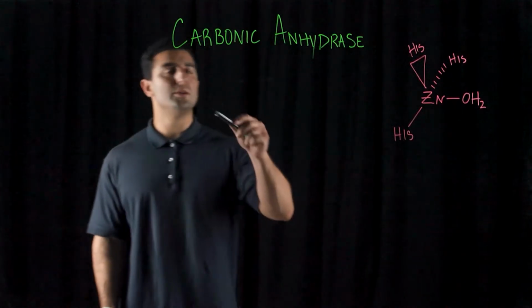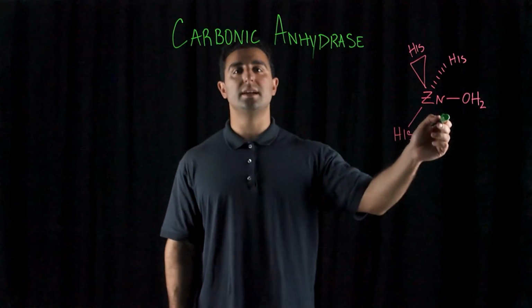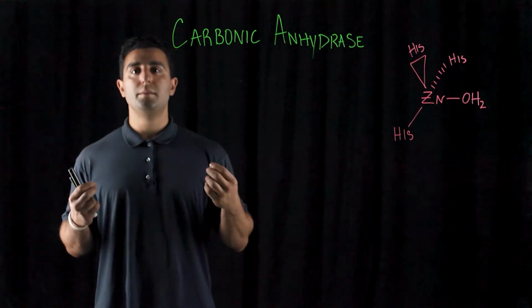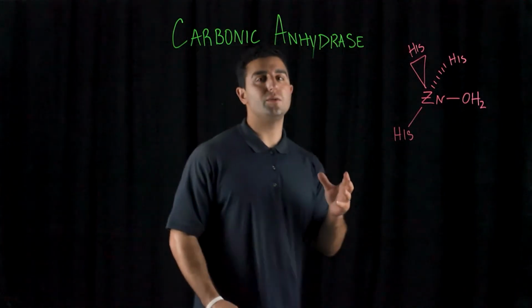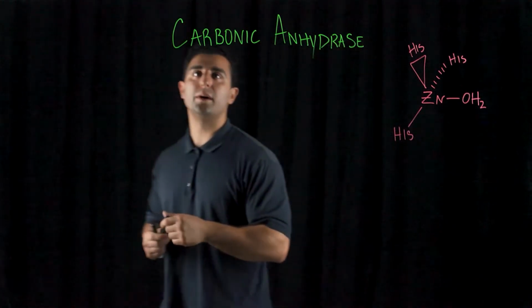All right, so right now we're going to look at carbonic anhydrase. Carbonic anhydrase is a metalloenzyme that plays a big role in the maintenance of acid-base balance, as well as working with the transport of carbon dioxide to be released outside of the body.